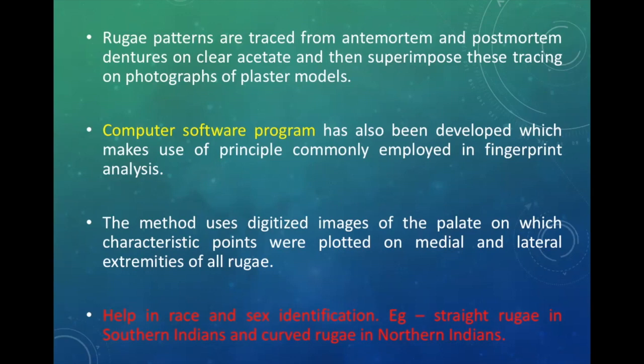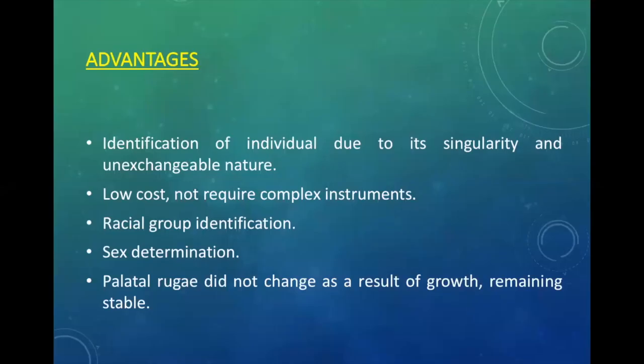For example, we can see straight rugae in southern Indians and curved rugae in North Indians. The advantages are identification of the individual due to its singularity and unexchangeable nature, low cost, racial group identification, and sex determination. Palatal rugae do not change as a result of growth and remain stable.